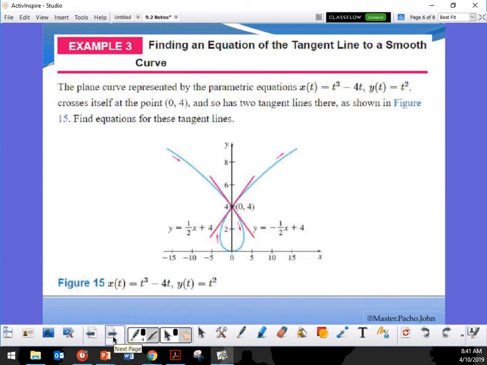All right, so for this right here, find the plane curve represented by the parametric equations. The curve crosses itself at the point (0, 4), and also has two tangent lines shown in the figure. Find the equations for these tangent lines.